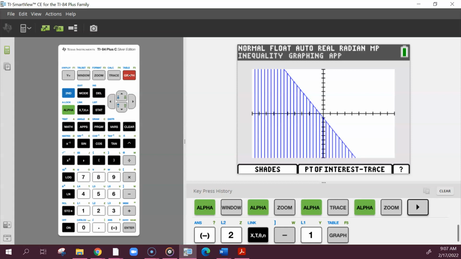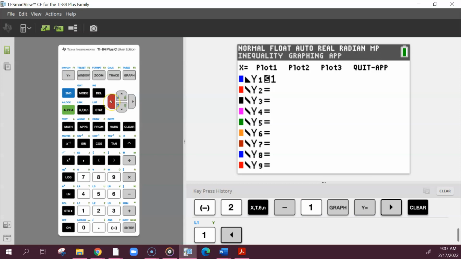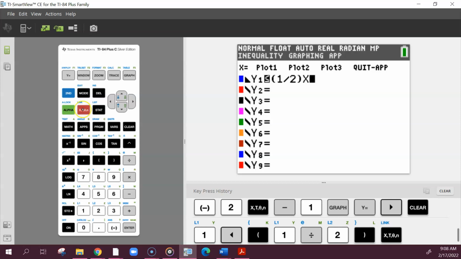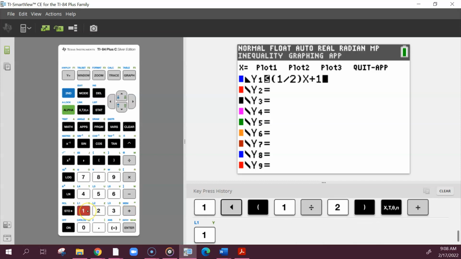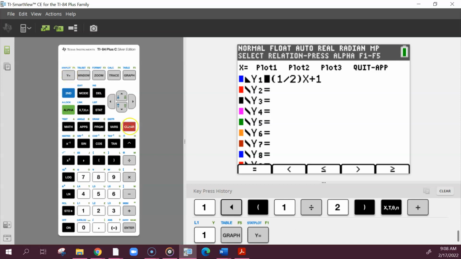The only bad thing about the calculator is that in the Inequalz app, you cannot use fractions. So if I go back to my y equals, and let's say I wanted 1/2, I would need to put this in parentheses, as in parentheses 1/2, and then x, and then whatever, in order to graph it. Because if I try to hit just 1/2, it won't do it. It'll change it back to equals.